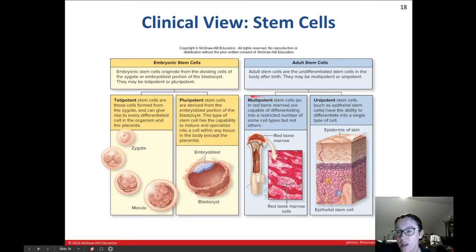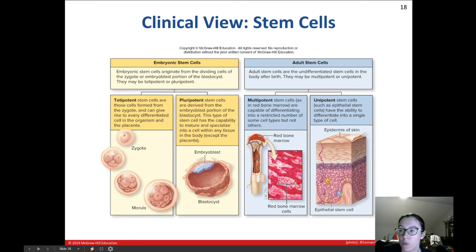And so multipotent stem cells, both of these are less useful. So totipotent can become everything, including the placenta. Pluripotent can become anything in the body, but not the placenta. Multipotent, they're capable of differentiating into a few different cell types, but not others. So, for example, maybe in the red bone marrow, you might have some stem cells here that can become any type of blood cell. They could become a red blood cell or a white blood cell or a platelet. But it couldn't necessarily become a skin cell. It's going to become one of a restricted number of different cells.